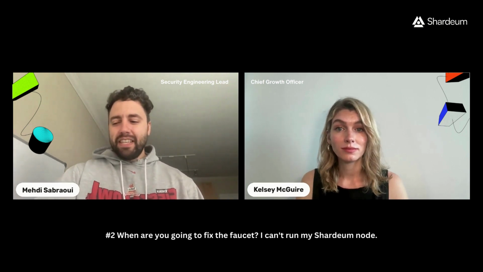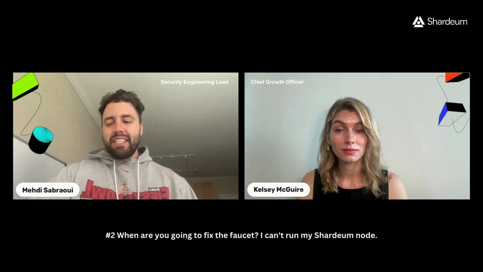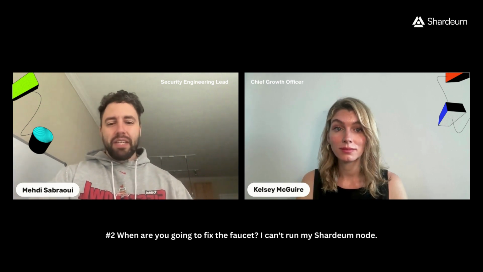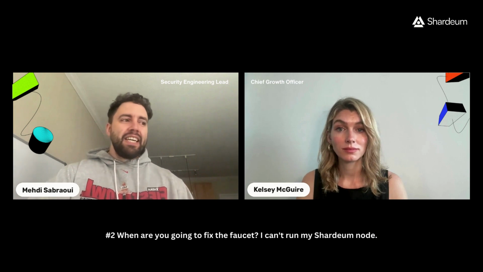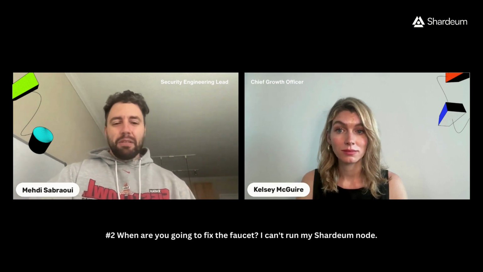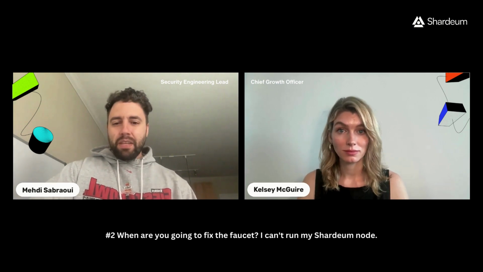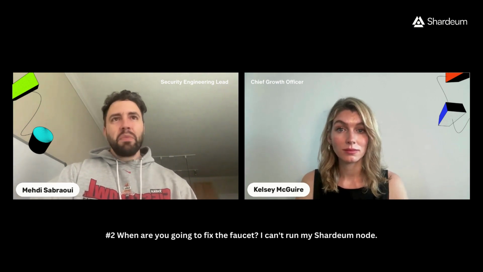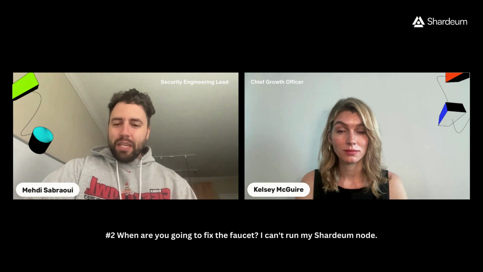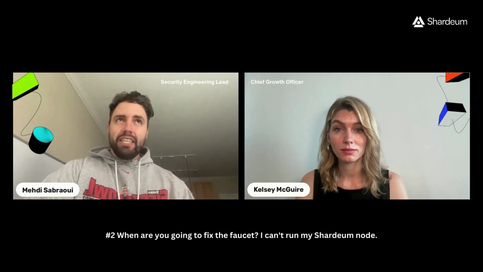And the Faucet doesn't get the same level of engineering, the same level of quality assurance that the other code gets. And so it crashes a lot, and it's more susceptible to vulnerabilities and people spamming it for a lot of SHM. So it's kind of fallen by the wayside at the moment as we're pushing to ITN.